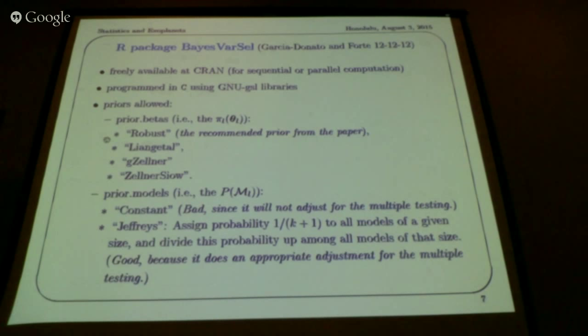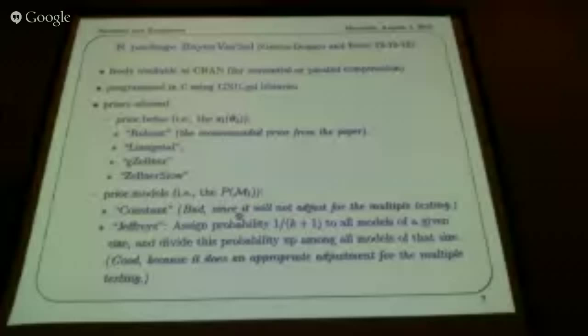There are different options you have. There's a prior we recommended, which we call the robust prior. And then there are choices of the model prior probabilities. I will talk a little bit more in multiple testing about the fact that it's quite frequent to choose a constant for the prior model probabilities, saying all models have equal prior probabilities. That turns out to be a bad choice. It does not adjust for multiple testing. I'll have a little vignette on that in a minute.